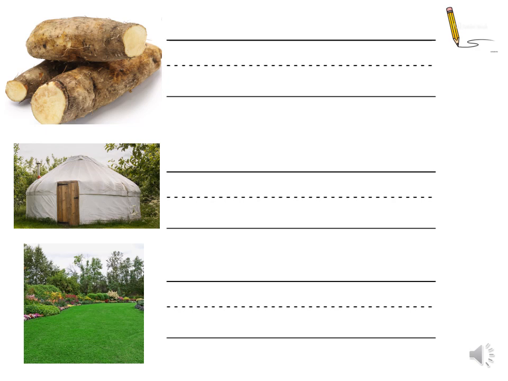Let's see if we can write some y words now. At the top, I have got a picture of a vegetable that you might not have ever seen before. It looks a little bit like a sweet potato, and this vegetable is called a yam. Let's stretch out the word yam. Y-a-m, yam. Let's put it on our phoneme fingers. Y-a-m. Yam. Can you write it down? Have you added your sound buttons?